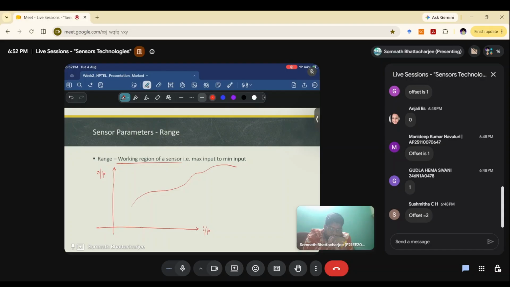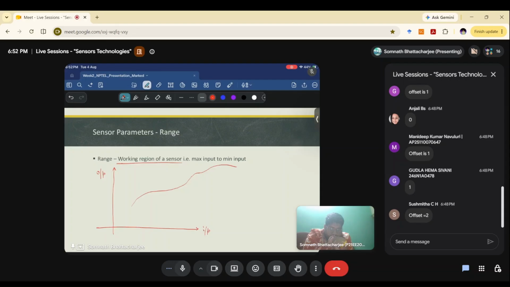Now let's move on to the next one. So there are several different sensor parameters. These were some quantitative ones, but there are several parameters that are not entirely quantitative. They are qualitative ones. We have a parameter called the linearity parameter. We need to know if the characteristic is linear or not.